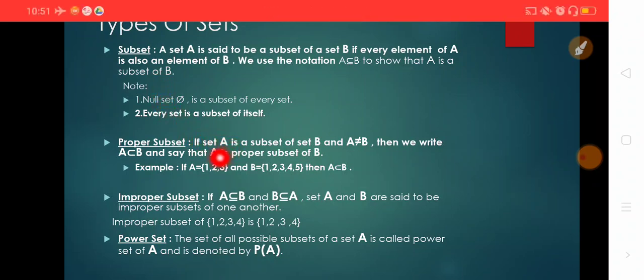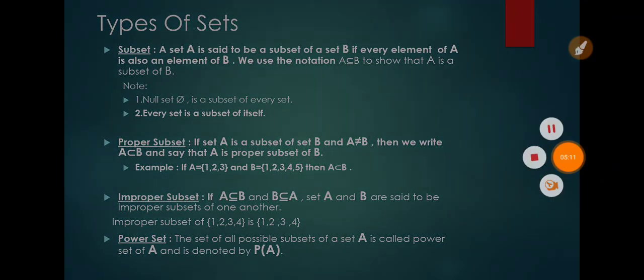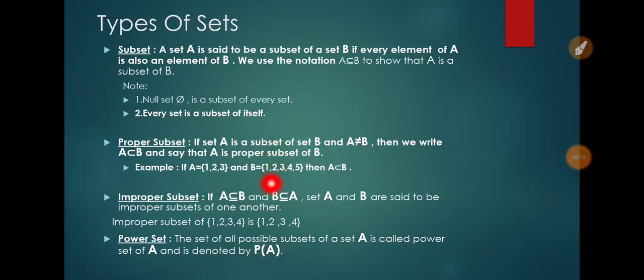Now, if set A is a subset of set B and A is not equal to B, then we write A is a proper subset of B and say that A is a proper subset of B. For example, here A equals 1, 2, 3, and B equals 1, 2, 3, 4, 5. Now just check it out.